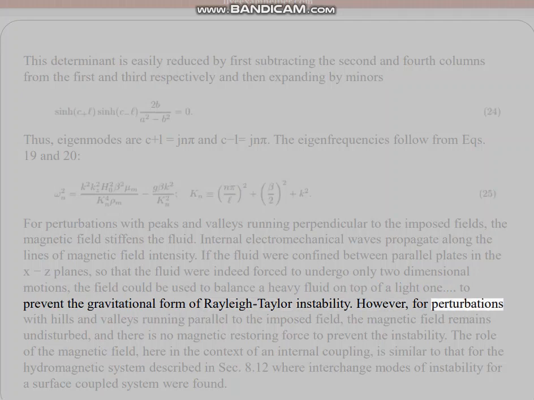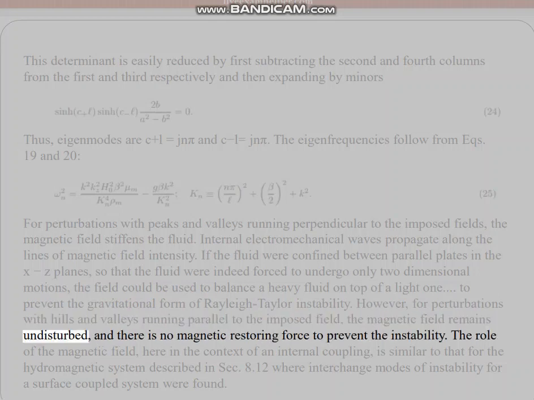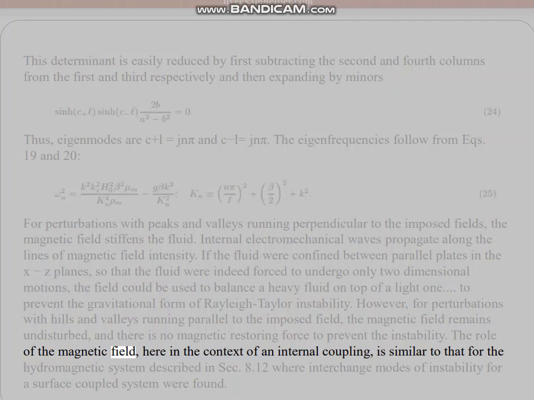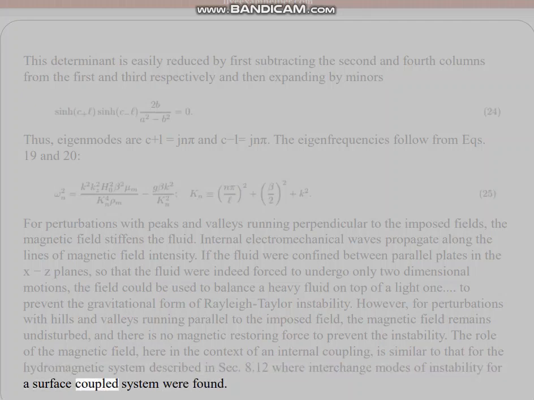However, for perturbations with hills and valleys running parallel to the imposed field, the magnetic field remains undisturbed, and there is no magnetic restoring force to prevent the instability. The role of the magnetic field, here in the context of an internal coupling, is similar to that for the hydromagnetic system described in Section 8.12, where interchange modes of instability for a surface-coupled system were found.